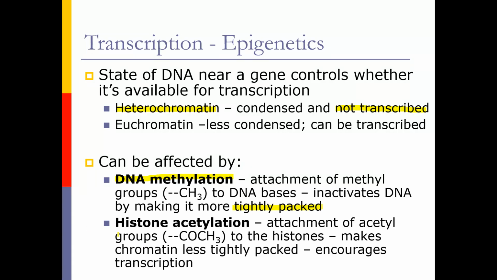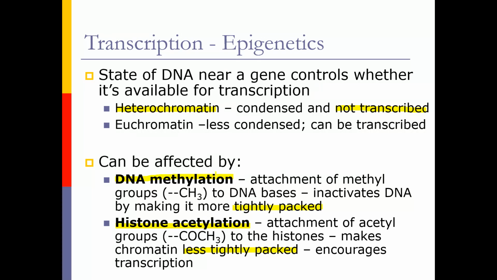Now, another way that DNA could be modified is by adding acetyl groups to those histone proteins. And if this happens, it actually makes the chromatin less tightly packed. And so those genes are more available to be transcribed. So methylation kind of inhibits transcription. Acetylation promotes transcription. Methylation is going to prevent the genes from being copied and expressed. Acetylation would help promote the transcription and expression of those genes.